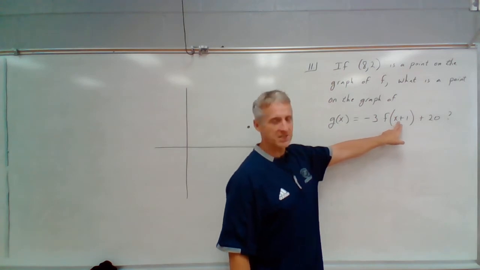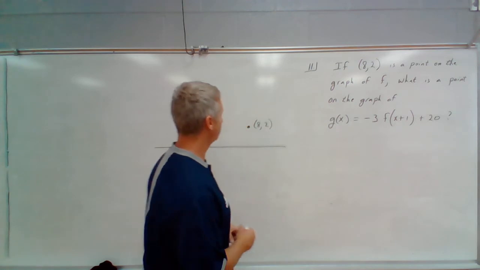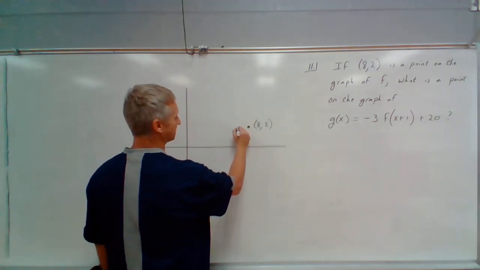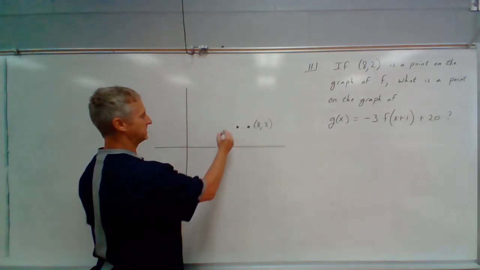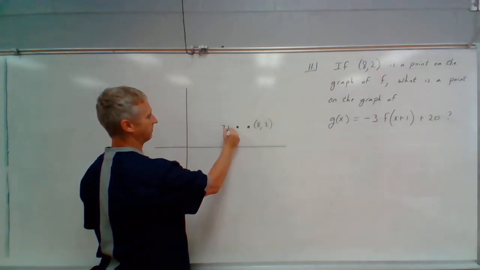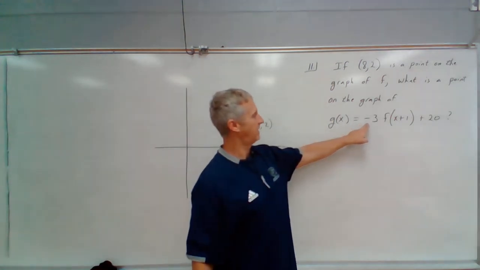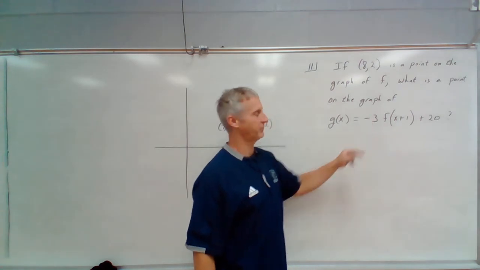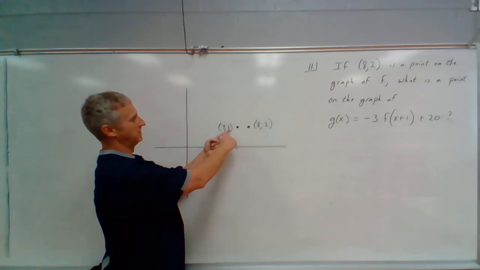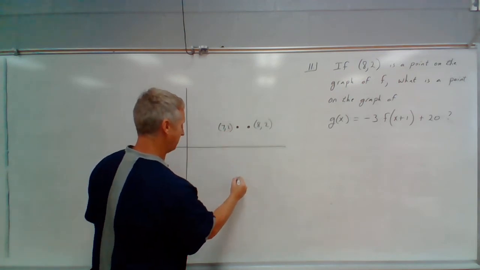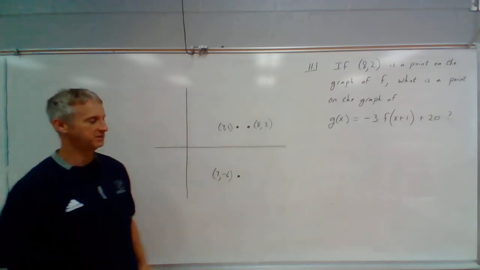So first of all, I got x plus 1 inside the parentheses. So that means I'm going to shift this point 1 unit to the left. Okay, so now I'm going to be over here. So this point will now be at 7, 2. I'm going to multiply that f value by negative 3. So that means I'm going to multiply the y value by negative 3. So now I'll be at 7, negative 6. So I just multiply the 2 times negative 3.